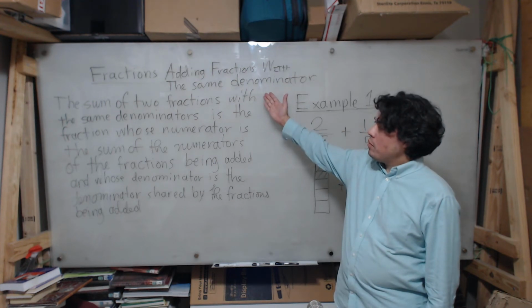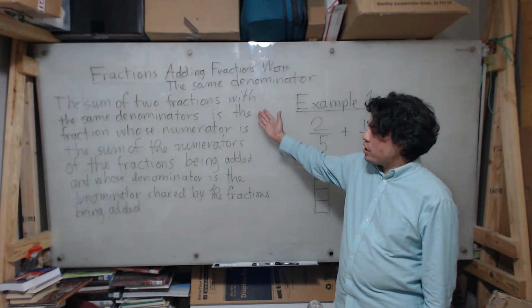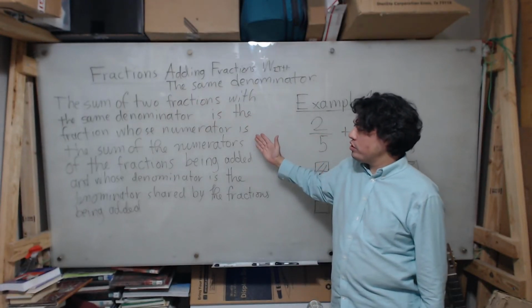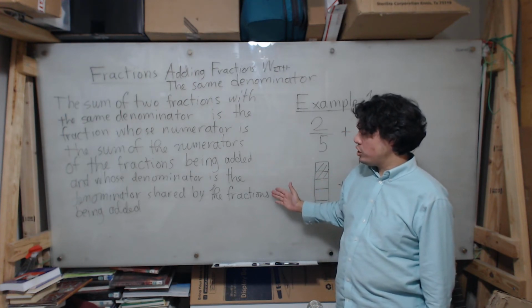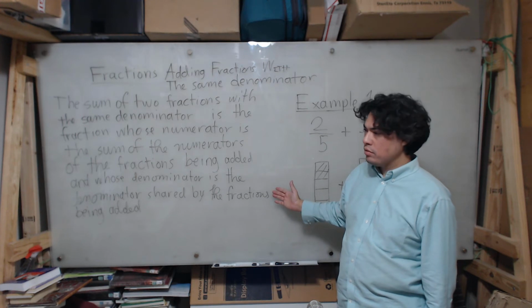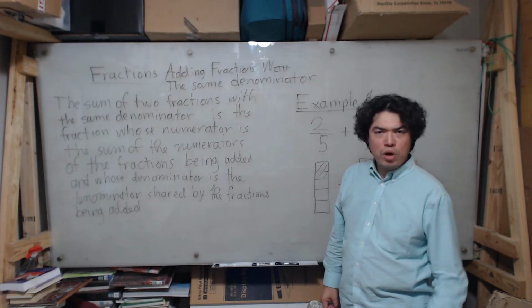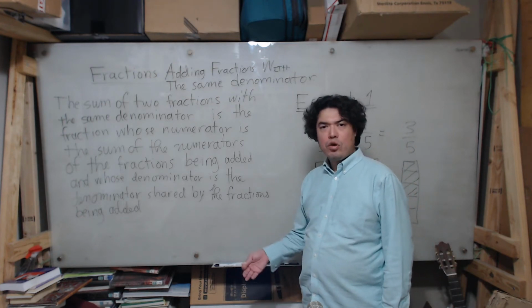So the sum of two fractions with the same denominator is the fraction whose numerator is the sum of the numerators of the fractions being added, and whose denominator is the denominator shared by the fractions being added. Let me read that one just one more time. And I encourage you guys to pause the video and read it for yourselves. Write this down in your notebook.